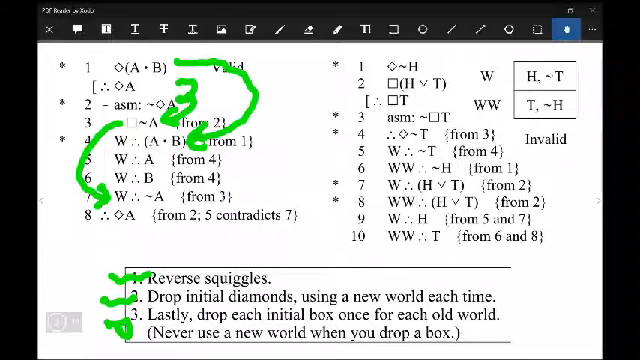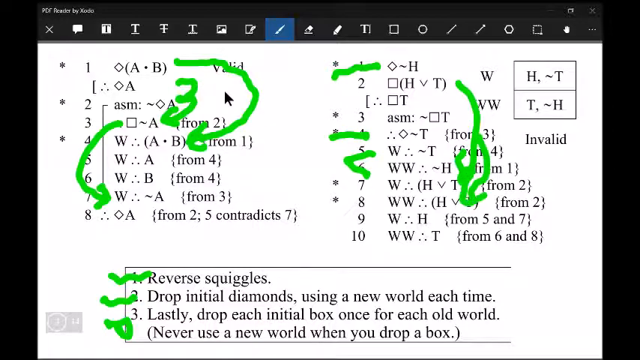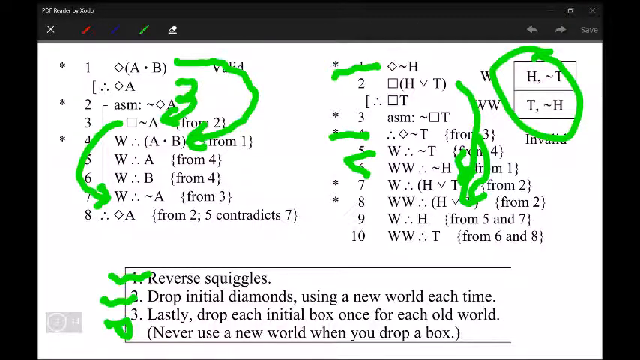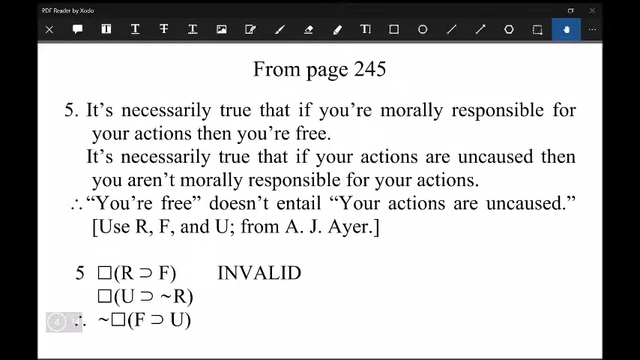The invalid one works the same way, except here you have 2 possibles to drop, and they go into 2 different worlds. And then the box goes into both worlds, and then you get a refutation to refute the argument. Okay. What am I doing here? I had you do 4 English arguments.